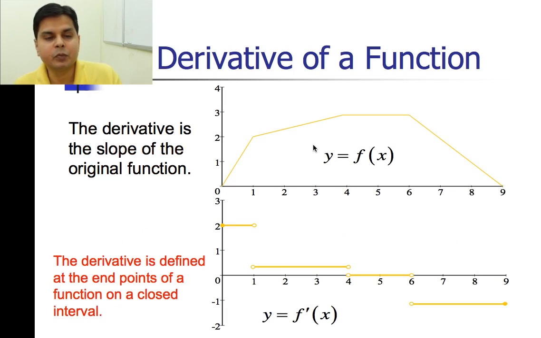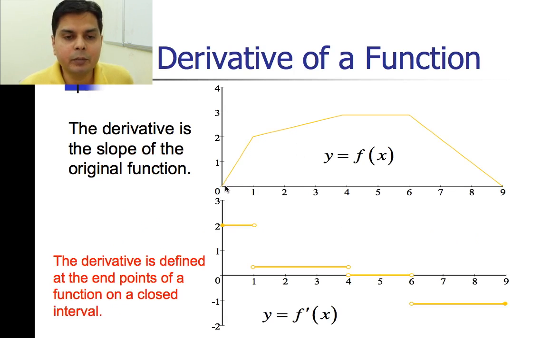Now let's see one geometrical application. Suppose I have been given this question where this is my graph of function y is equal to f(x). Now we know that the derivative is the slope of the original function. So what will be the derivative? You see, from this point to this point, derivative is constant, so it will be a straight line. Similarly, from this point to this point, derivative will be this.